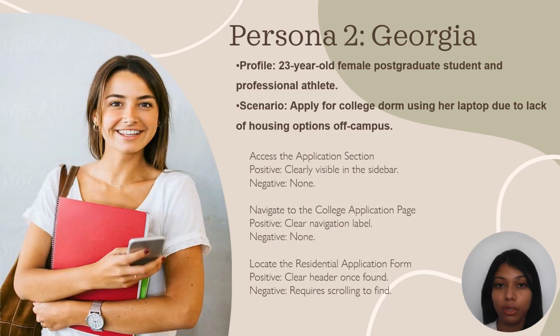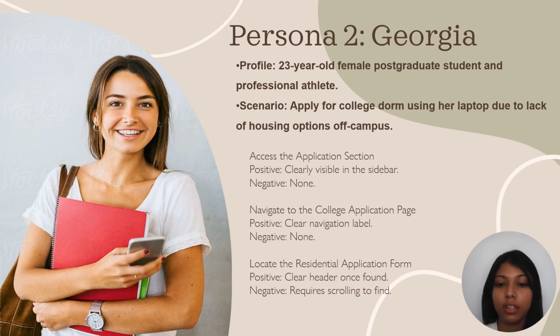Moving on to persona number 2, Georgia. She is a 23-year-old postgraduate student and a professional athlete. She has to apply into the college dorm through her laptop due to the lack of housing options off campus. And for her to do so, she has to apply through the eStudent portal. And this involves several steps.